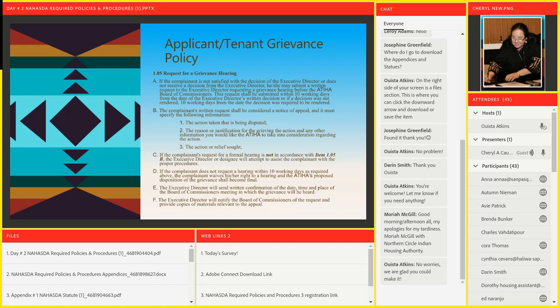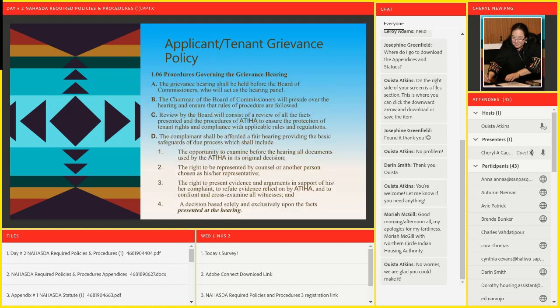The ED shall send written confirmation of the date, time, and place of the Board of Commissioners or Tribal Council meeting in which the grievance will be heard, and the ED will notify the board of the request and provide copies of the materials relevant to the appeal.